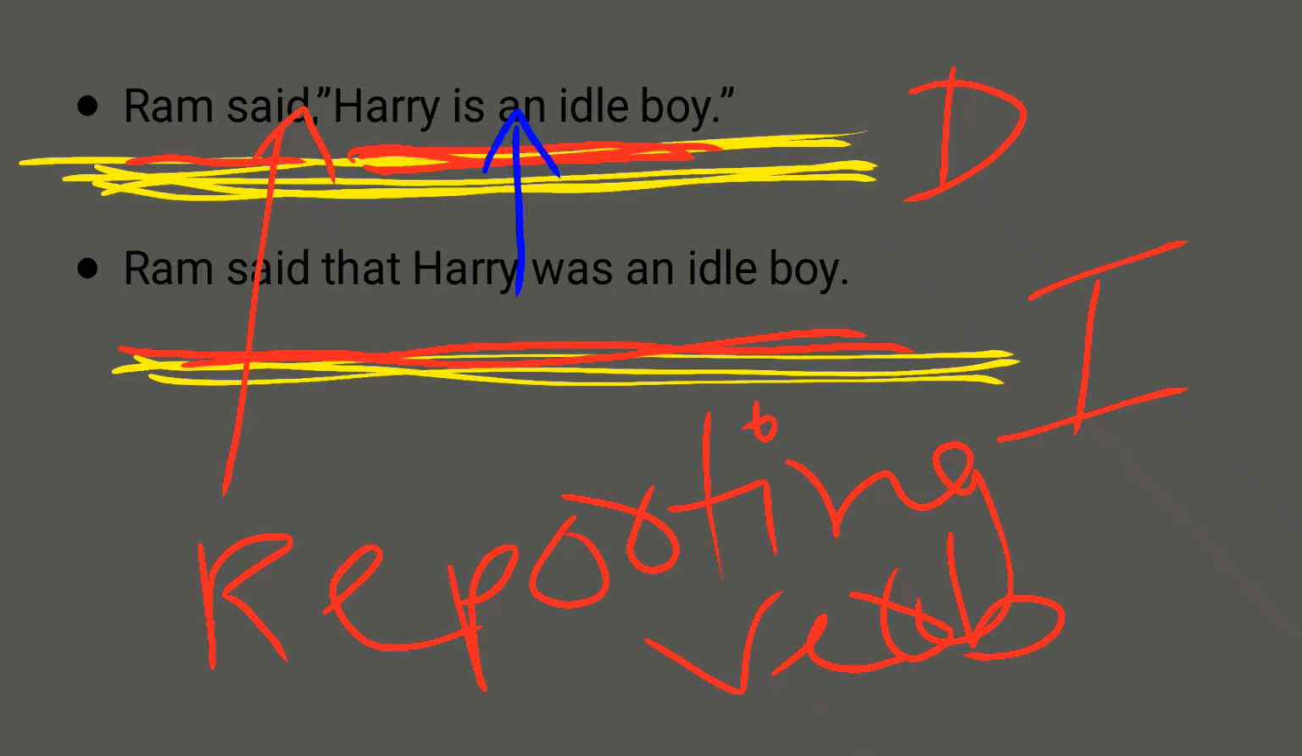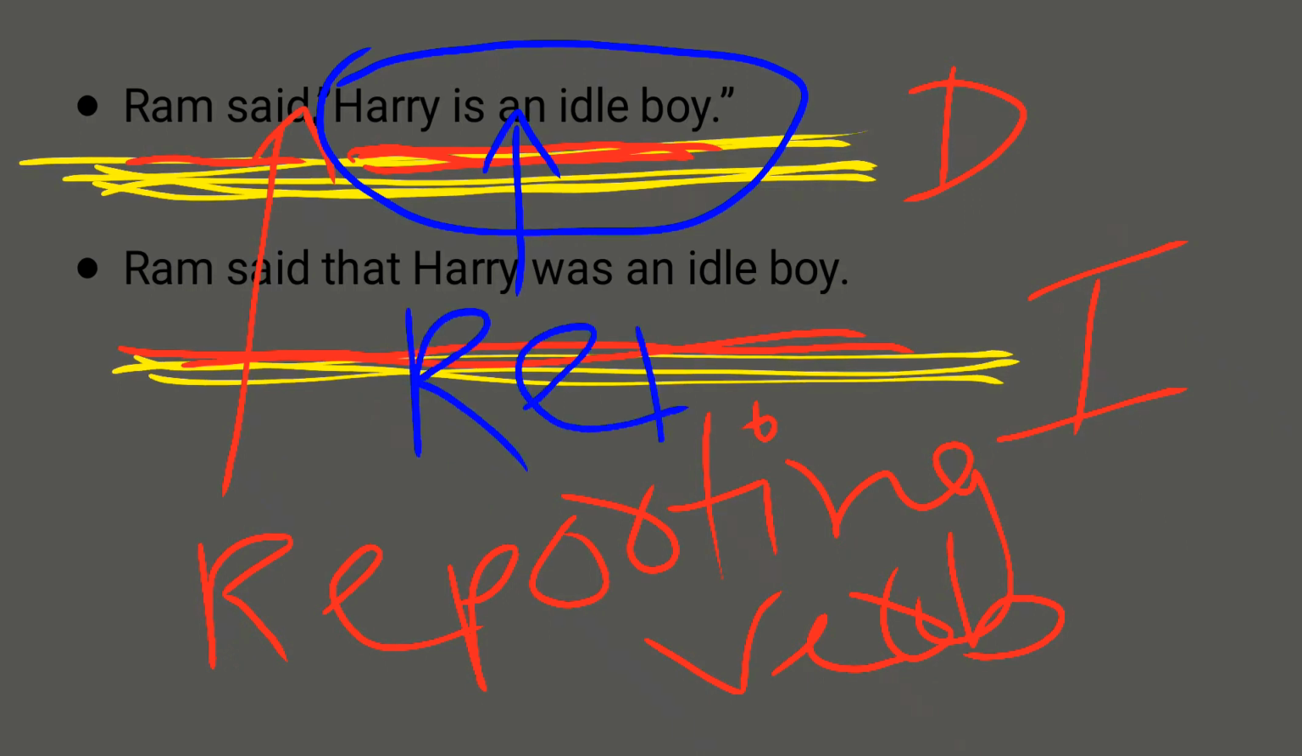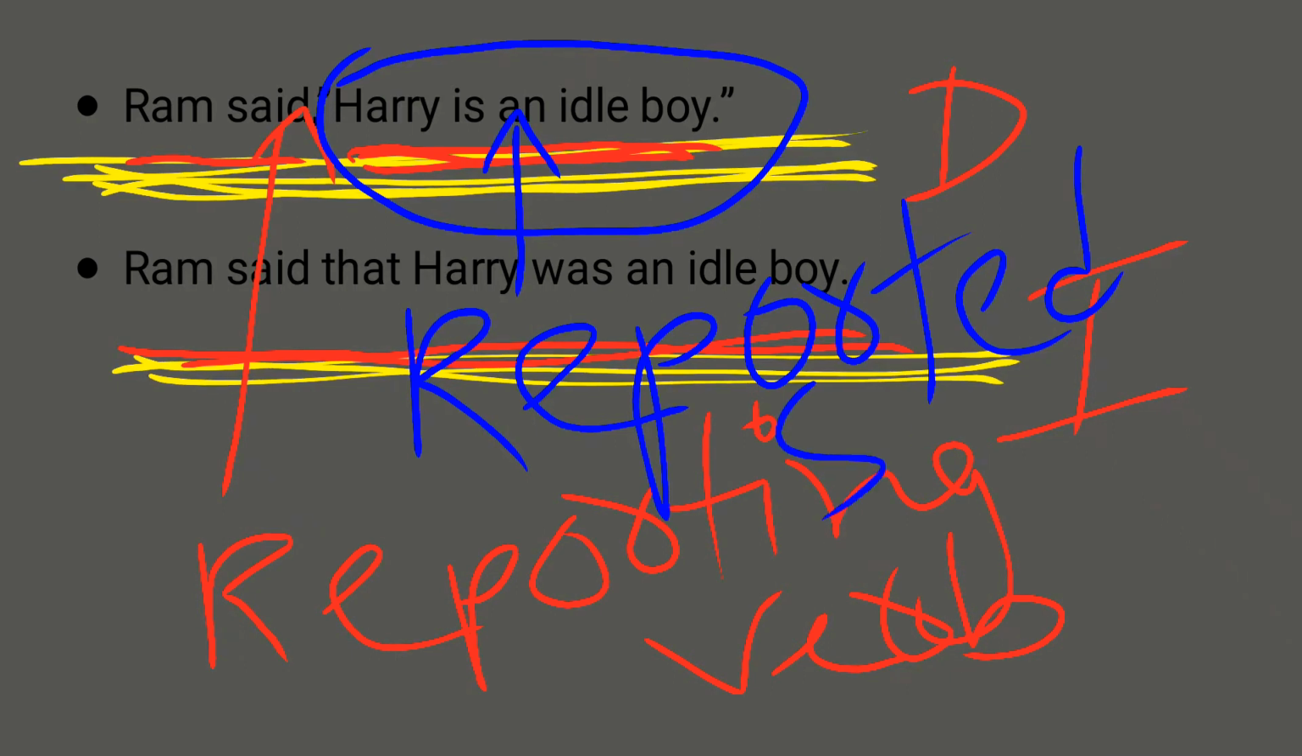So these are said to be reported speech. Remember this. Ram said. Said is the reporting verb, and the exact words that are inside the inverted commas are said to be reported speech. I hope it is clear.